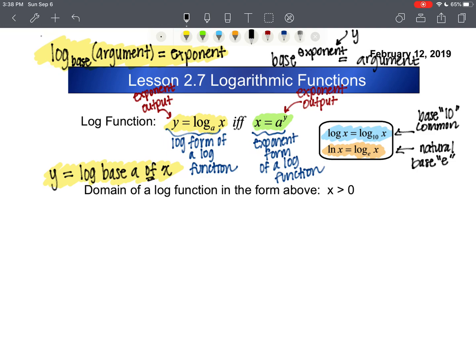Now, the domain of a log function in the form above is when x is greater than 0. So your argument, more specifically, your argument must be greater than 0. So it has to be positive.